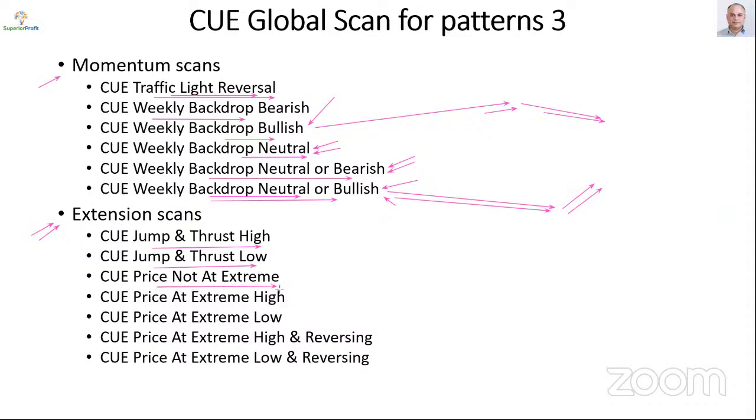Price not at extreme in the middle using pendulum color, then price at extreme high, pendulum high, and then price at extreme low. Then two more: at price extreme high and reversing for finding short the top candidates, and at extreme low and reversing, very useful for long-term investing in my view. If you already have strong fundamental stocks in mind, you may wait for them to go to price extreme low and then starting to reverse.